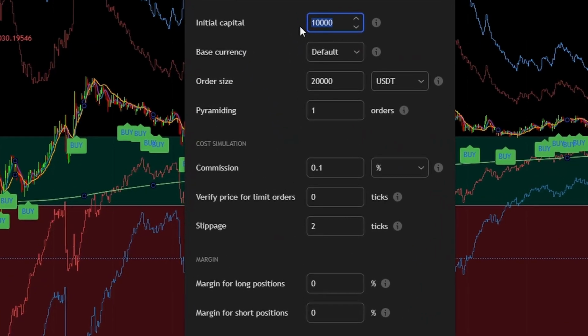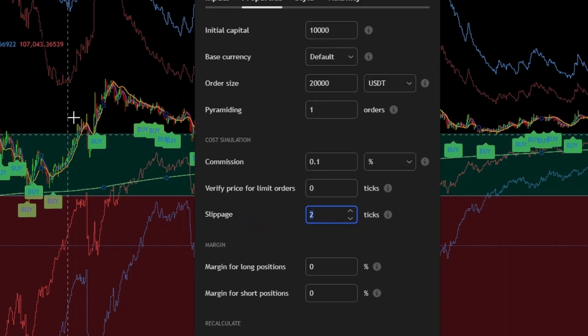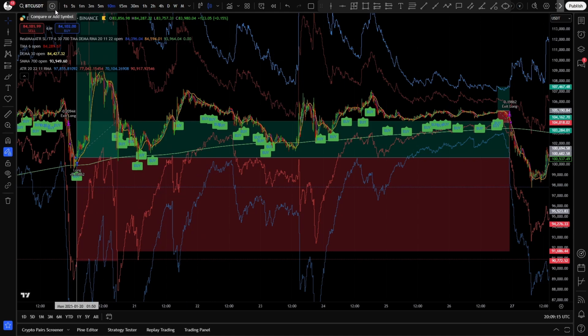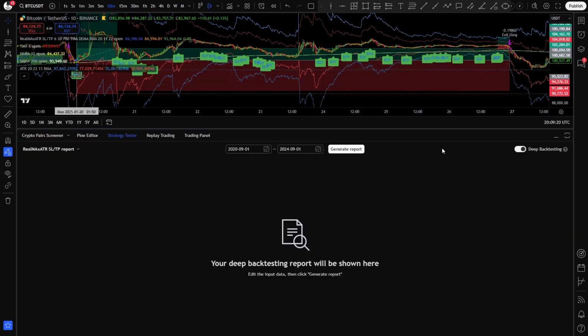For the backtest, I will be using a $10,000 initial capital with a $20,000 order size. Pyramiding is set to 1, the commission is 0.1% on each entry and exit, and the slippage is 2 ticks. The backtest will be done on the BTCUSDT 10-minute chart and on the last 4-year time interval. The start date is the 1st of September 2020 and the end date is the 1st of September 2024. Let's generate the results.